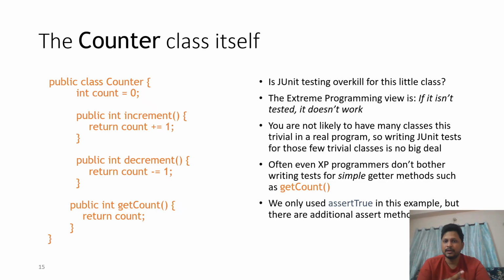Next, the Counter class design is like this, as we wrote previously in JUnit. To get the count of that class, we have also added a method. Often XP programming doesn't bother about writing tests for simple getter methods such as getCounter, which we wrote in this class. We only use assertTrue in this example, but there are additional assert methods that we can use. We will see them in the next slide.